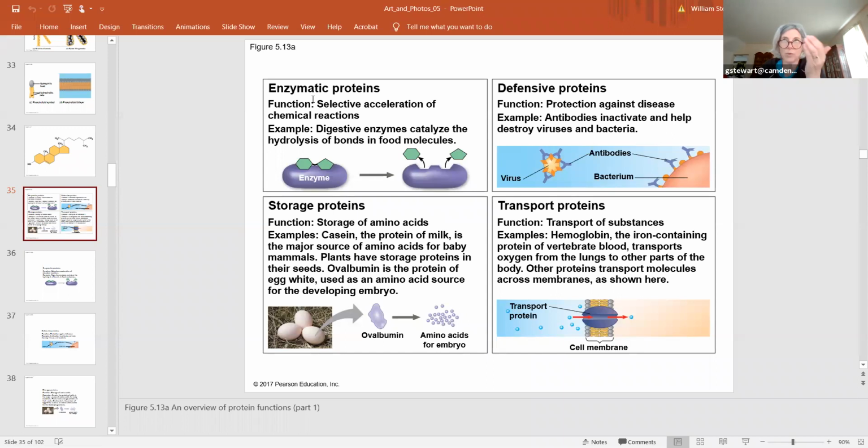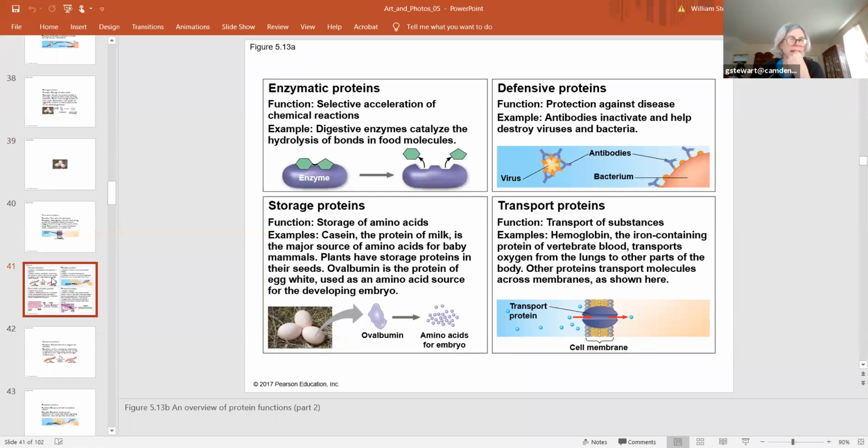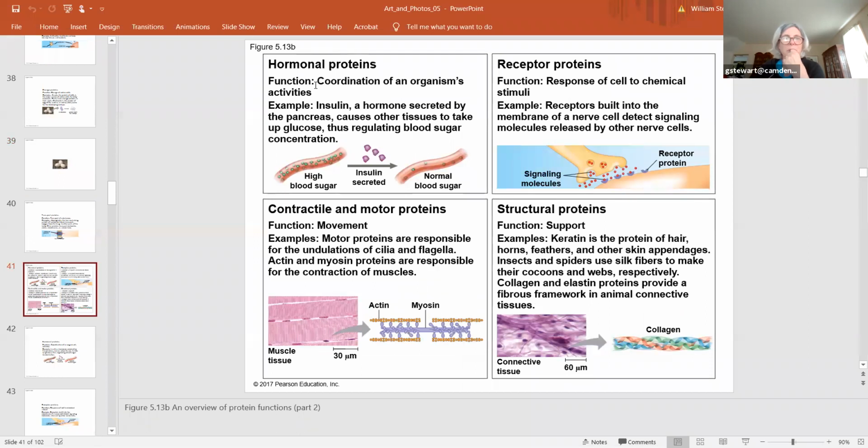Enzymes, for that whole section, we're thinking about chapter 1, energy and matter. Defensive proteins, storage, transport, we're going to see a lot of that in chapter 7. And then hormones. Actually, most of your hormones are not steroid hormones. Most of them are protein hormones. Receptors for chemical signaling between cells. So if you think about interactions, molecular interactions that we talked about on Monday, movement, and support. Okay, so those are the 8 functions of proteins.